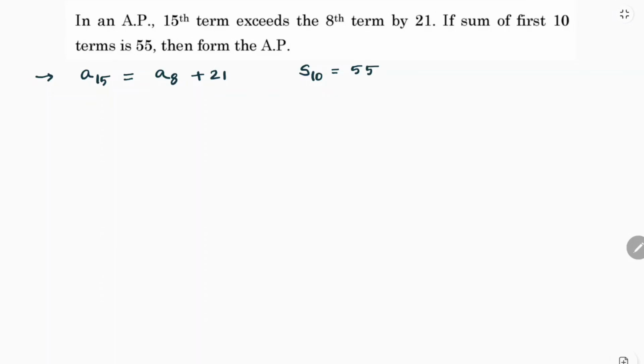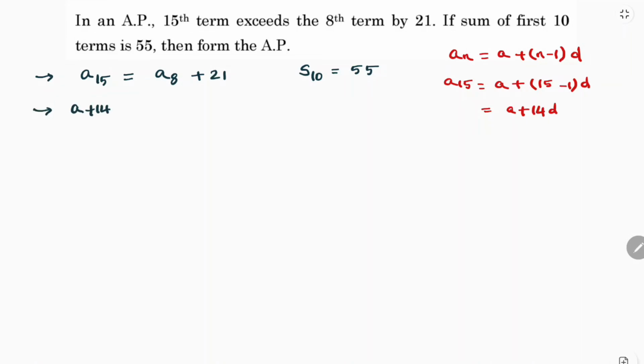And now see, if I write the formula for the nth term, the nth term formula is a plus n minus 1 into d. And here the 15th term, a15, will be a plus 15 minus 1 into d, so that will be a plus 14d. In the same way, a8 will be a plus 8 minus 1 into d, so it will be a plus 7d.